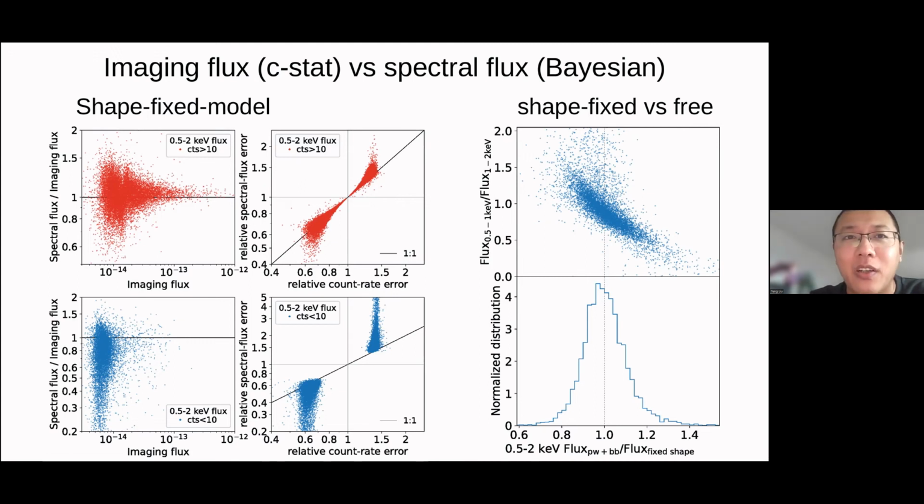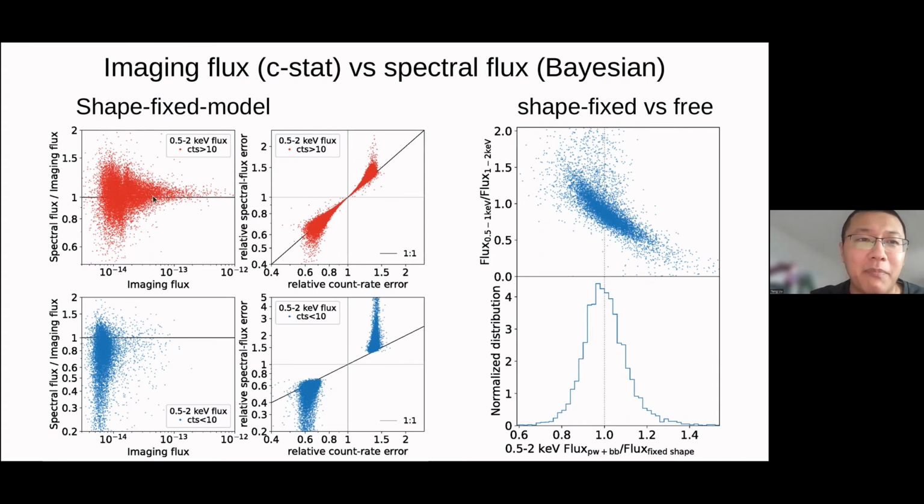And in the fitting, particularly in the case of eFEDS, we use the C statistic. So here we also use a shape-fixed model. We are using the same model and the same data, but for the imaging flux we use the C statistic, and here we are using a Bayesian method. So here is a comparison of the flux methods. I divide the sample into two. The brighter ones with at least 10 counts are plotted in red, and the faint ones are plotted in blue.